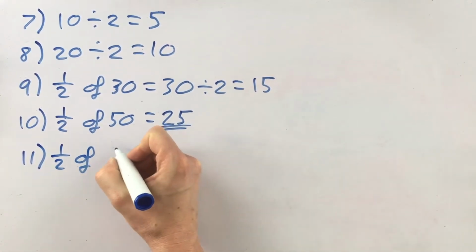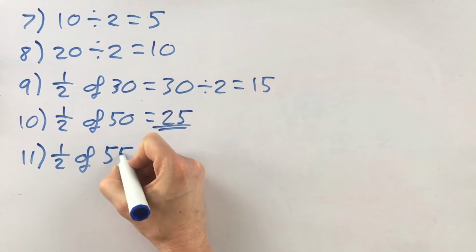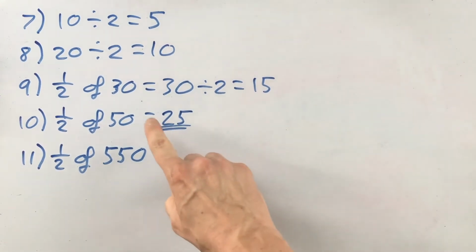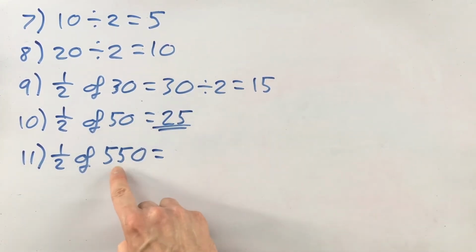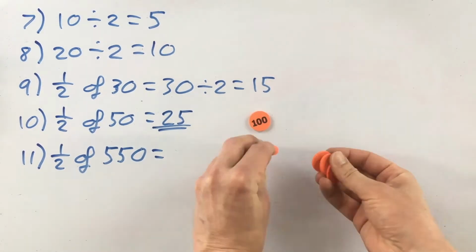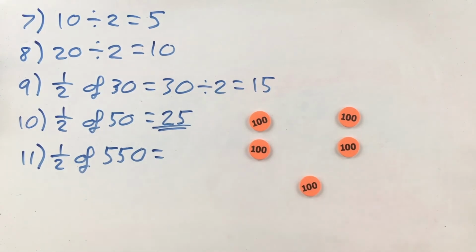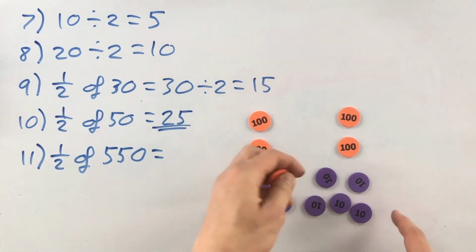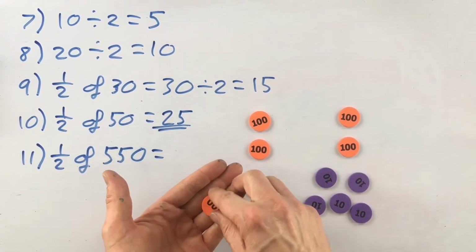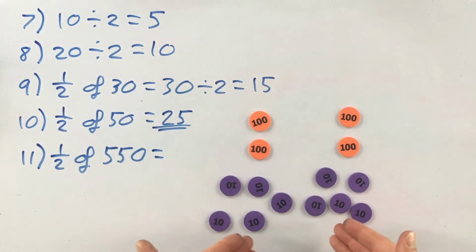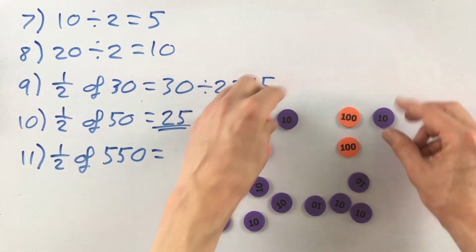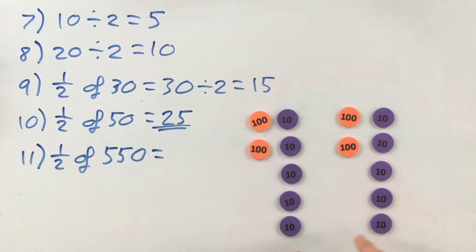Half of 550. Now we already know that half of 50 is 25, so I can use that answer. So I only really need to find half of 500. 400 can be split evenly. The final 100 needs to be split in half. I can't do that with that one coin, so I need to exchange. Those 10 10s are the same as that 100, so I can exchange that. It's the same number, it's still 500, but it's now in a position where I can share them evenly. There you can see that half of 500 is 250.